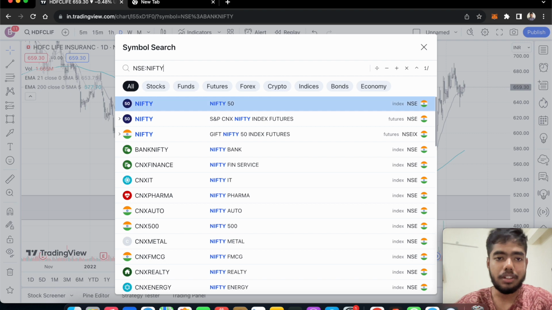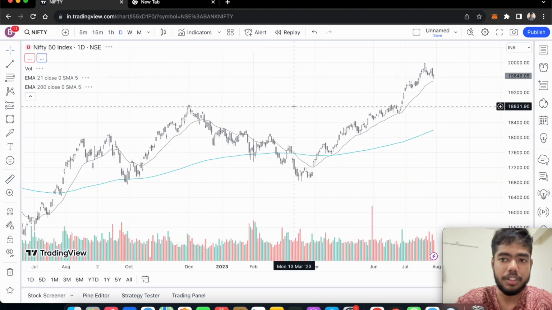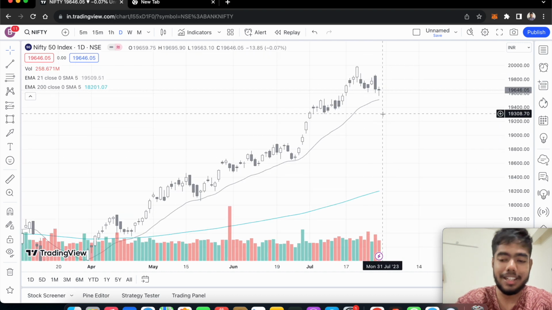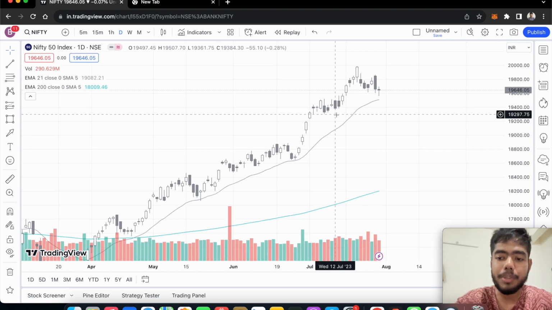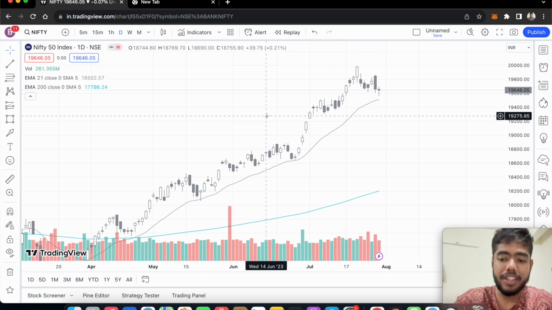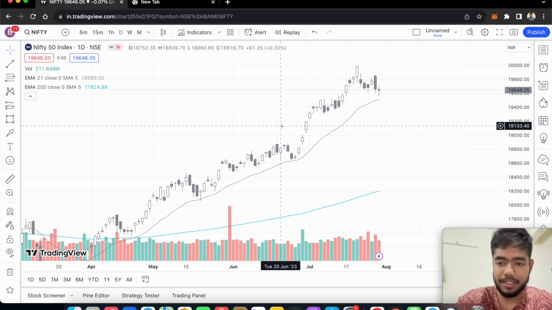So of course, first of all, let's switch to the chart of Nifty. If you look at the daily time frame as of now, it is trading right at around the 21 period exponential moving average, right? So it is at a very crucial support zone as per the current price action.